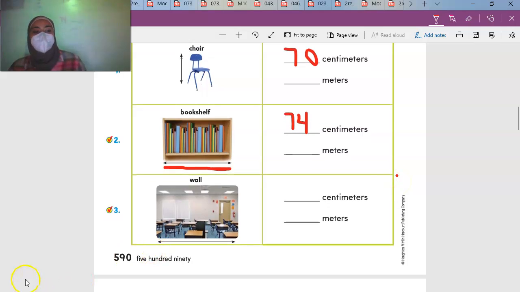Now we're going to measure the wall. For the wall, our wall is probably different than your wall at home, but when we measured our wall, it was 245 centimeters.